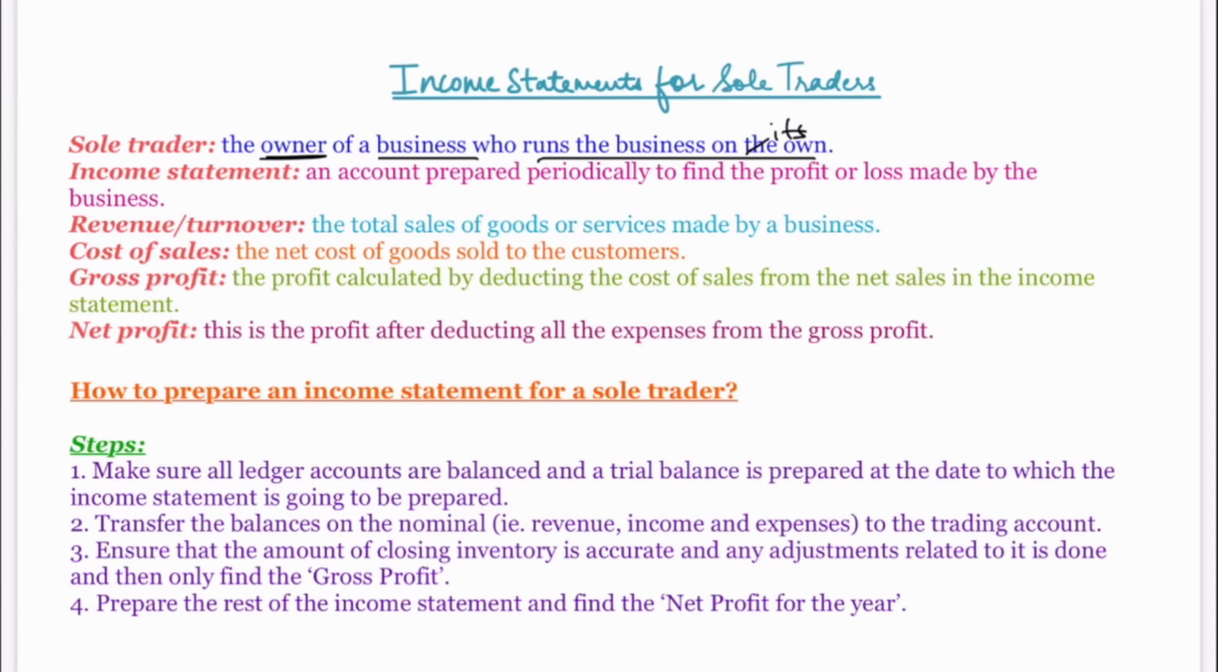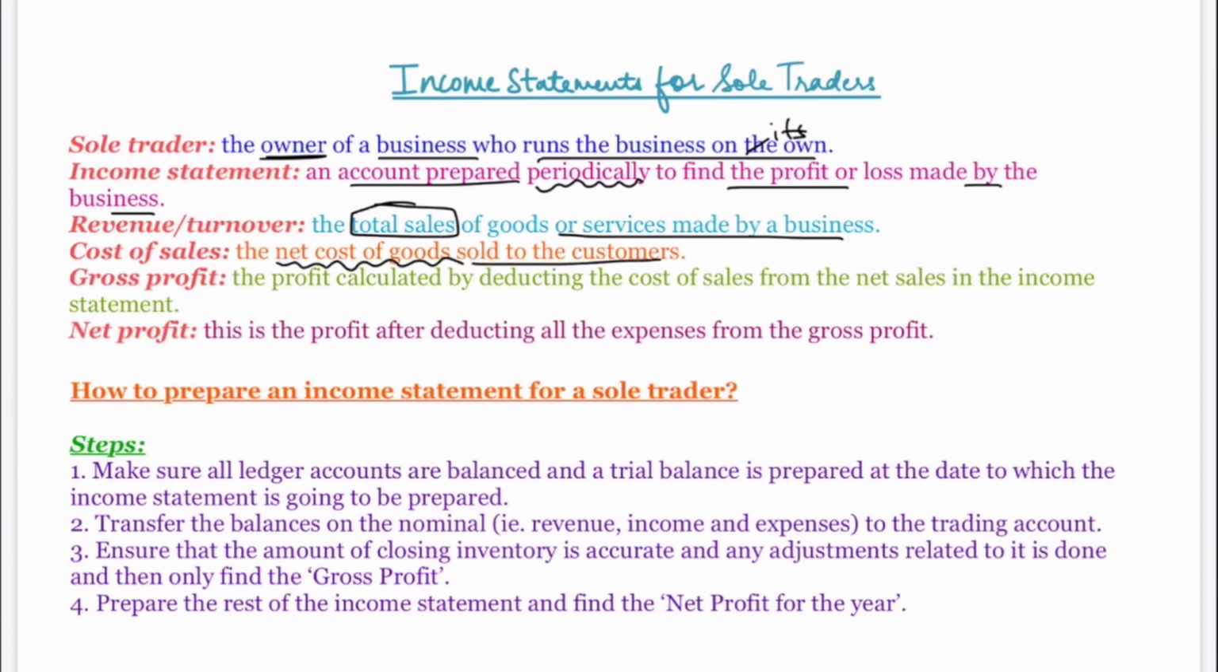Income statement. Income statement is an account prepared periodically, that is, mostly annually, to find the profit or loss made by the business. Revenue or turnover is the total sales of goods or services made by a business. Cost of sales is the net cost of goods sold to the customers. Gross profit is the profit calculated by deducting the cost of sales from the net sales in the income statement. And net profit is the profit after deducting all the expenses from the gross profit.